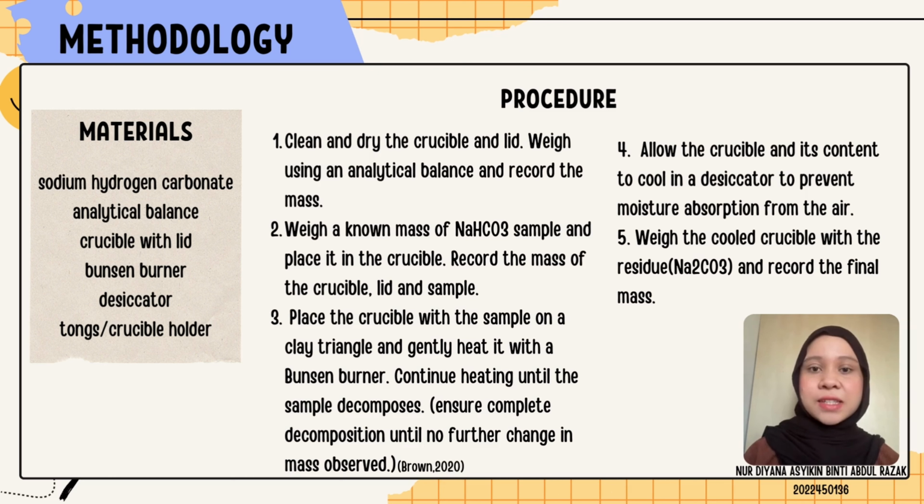Third, place the crucible with the sample on a clay triangle and gently heat it. The heating process needs to be continued until the sample decomposes. Fourth, after heating, allow the crucible and its contents to cool down in the desiccator. This helps to prevent moisture absorption from the air. And for the last step, weigh the crucible with the residue of sodium carbonate and record the final mass for further analysis.